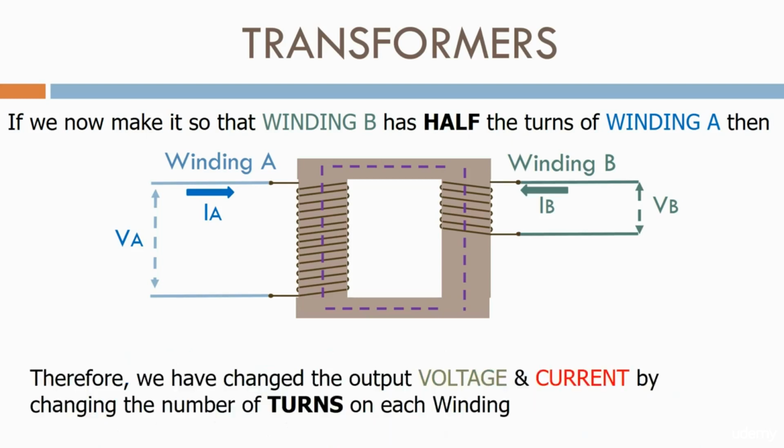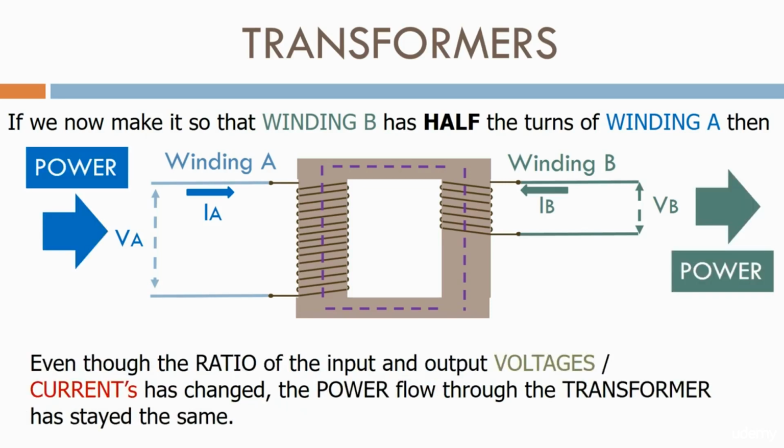Therefore, we have changed the output voltage and current by changing the number of turns on each winding. Even though the ratio of the input and output voltages and currents has changed, the power flow through the transformer has stayed the same.